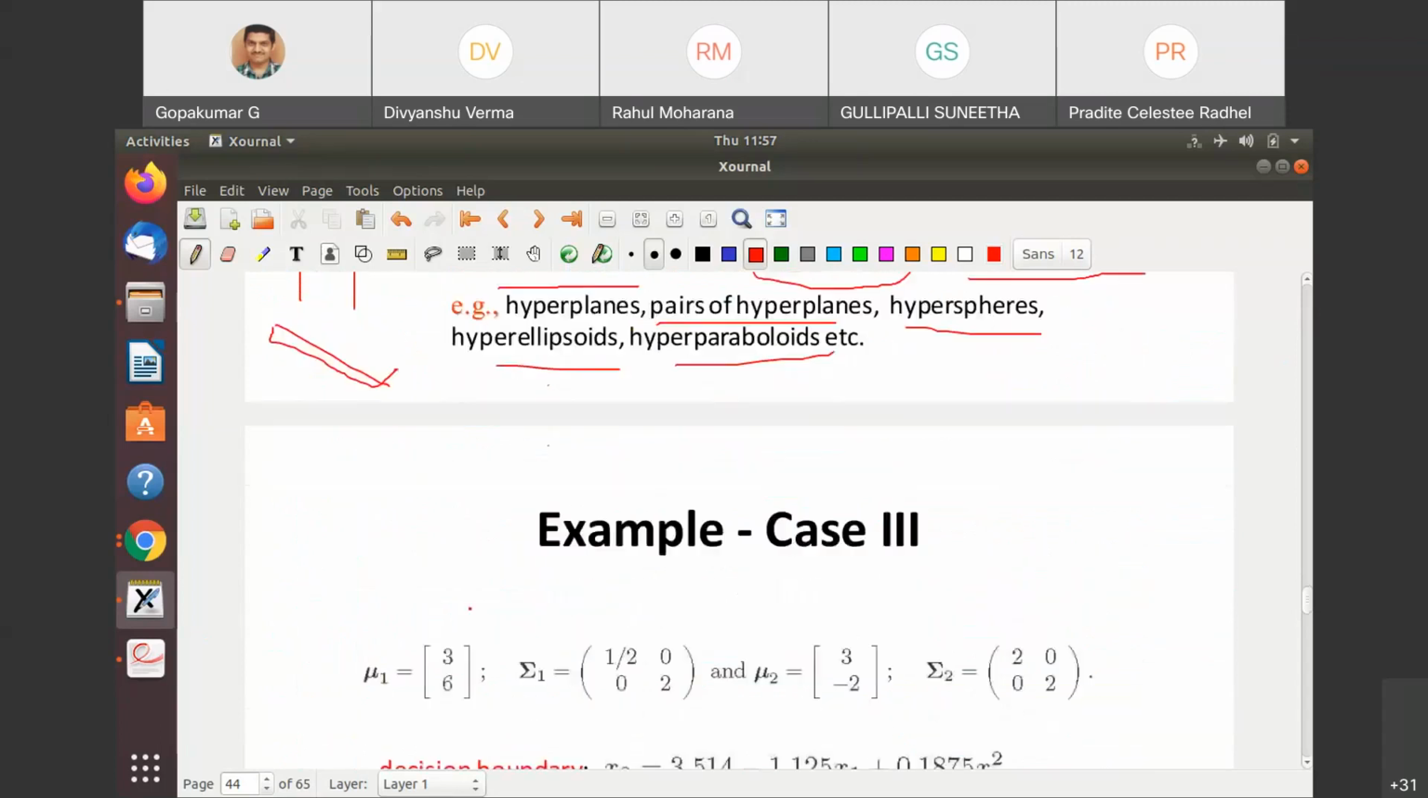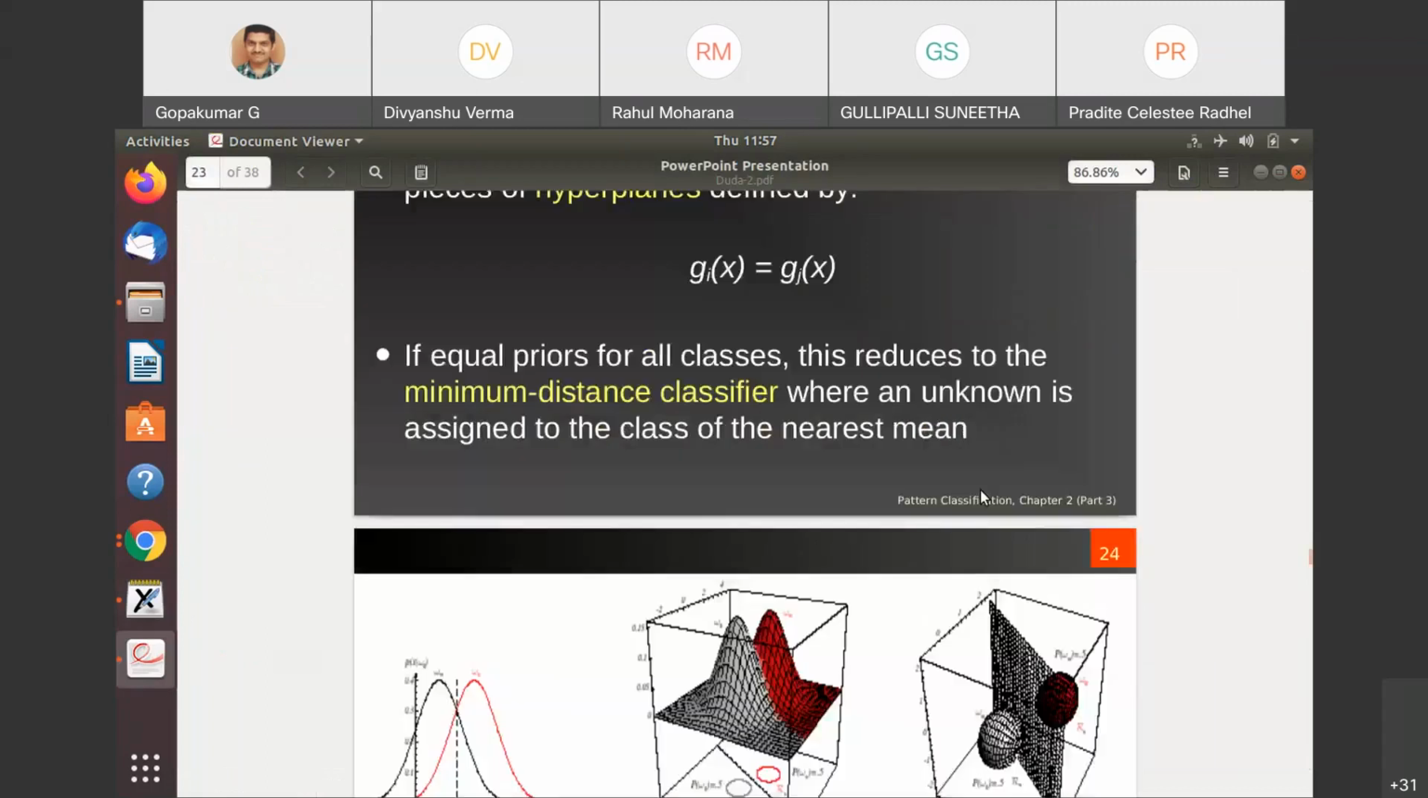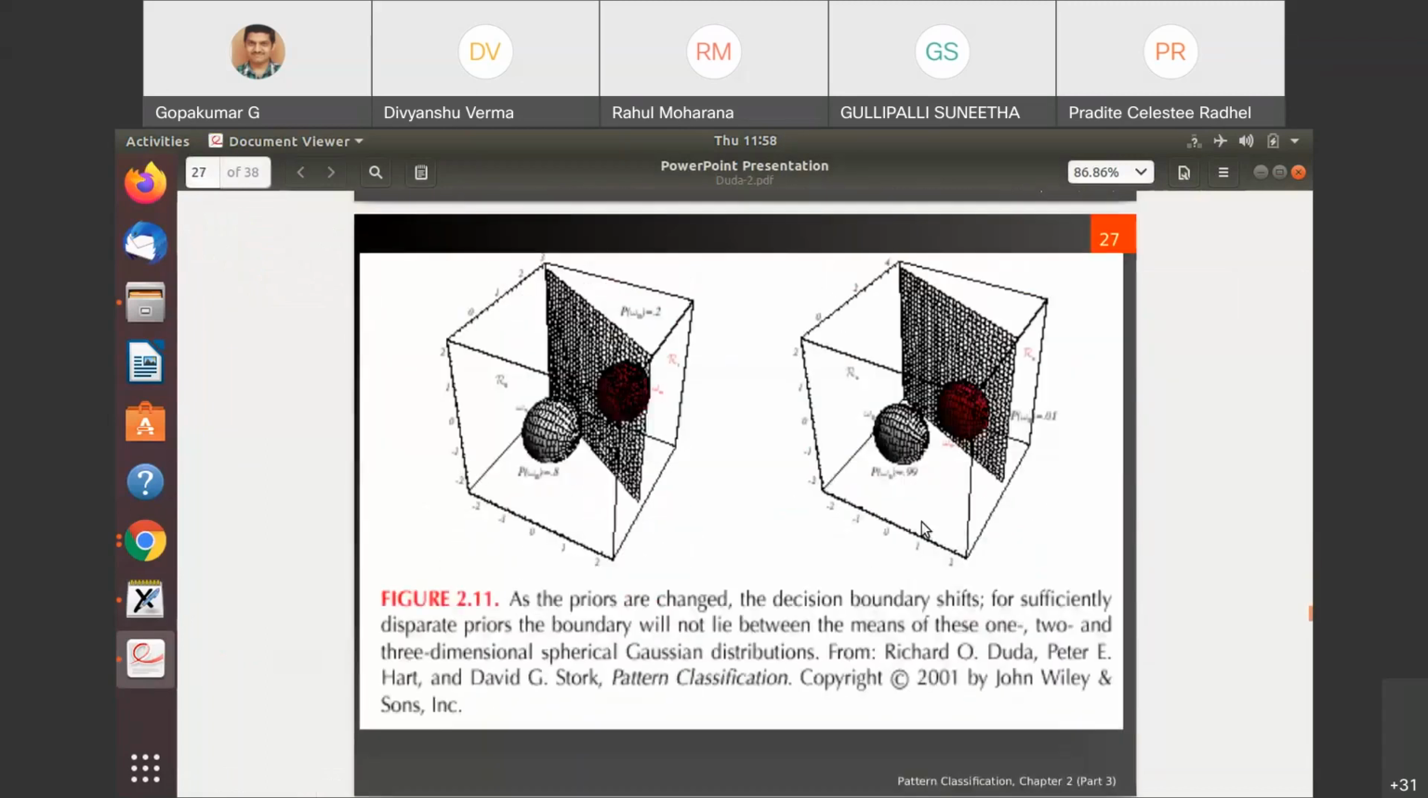But I don't know whether those shapes are here or not.